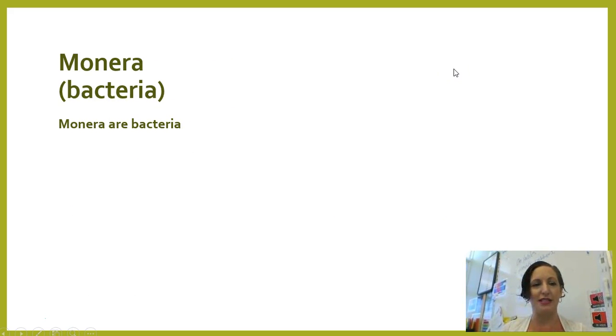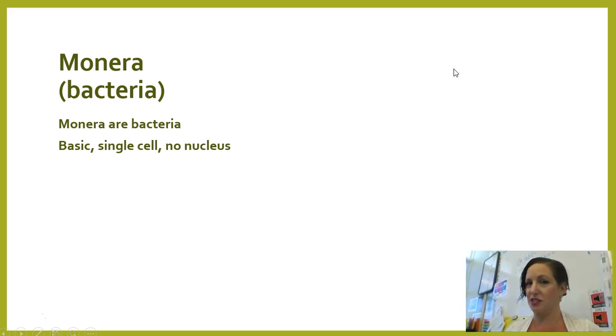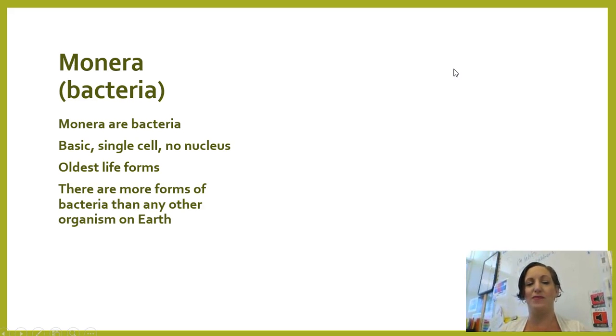Alright, so first of all, let's look at the kingdom of monera, which is our bacteria. Bacteria are basic single-cell organisms. They are the most basic of cells, and they actually don't have a nucleus, which is like the center part, or the main part of a cell. They are believed to be the oldest life forms on the planet, and in fact, scientists believe that the first organism was a monera, and all life forms might have evolved from that over time. There are more forms of bacteria than any other organism on Earth.